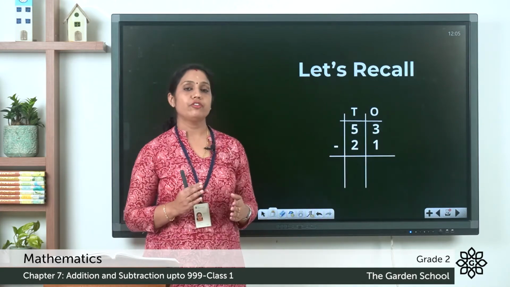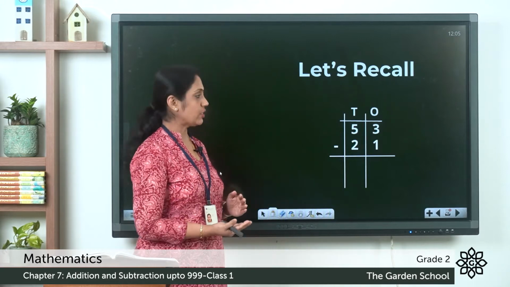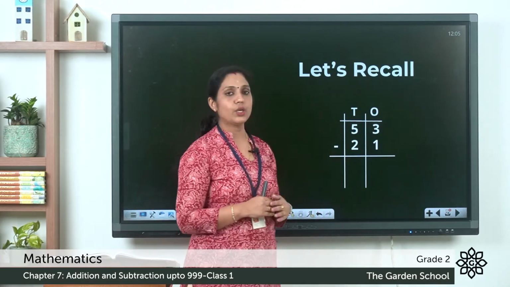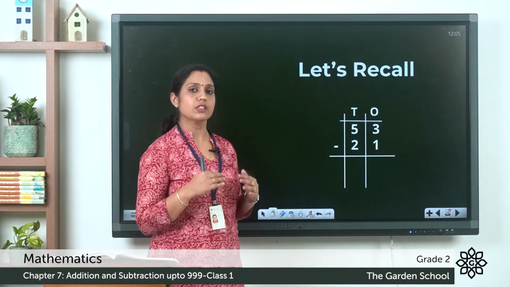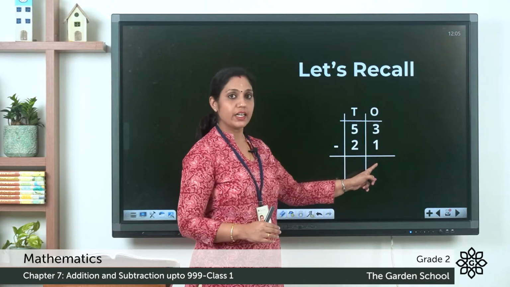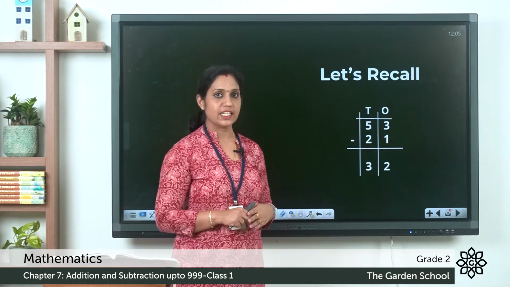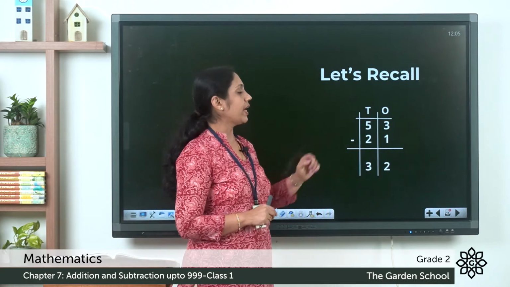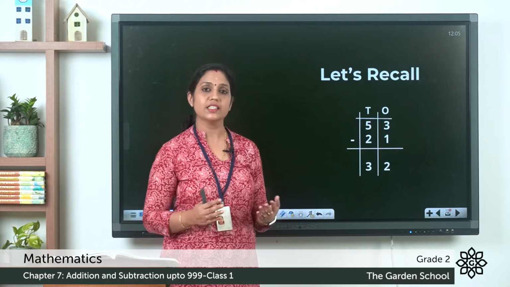Now we have 53 minus 21. In the ones place we have 3 and 1. We have to subtract 3 minus 1. How much is 3 minus 1? It is 2. Where should we write it? Here in the ones place. Then we'll move on to the tens place. We have 5 minus 2. So 5 minus 2 is 3 and we get the answer 32.